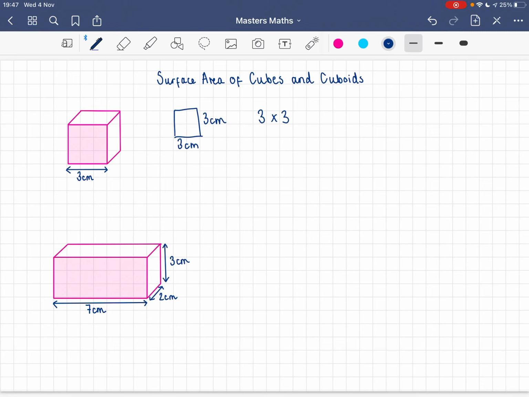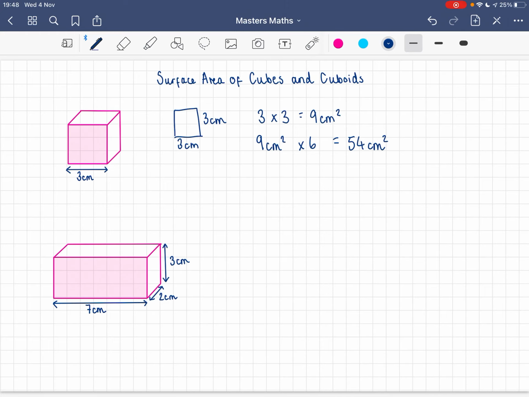So 3 times 3 to get the area, base times height, is 9 centimeters squared, the area of one face. But we have 6 faces, so we need to multiply that by 6 because they're all the same. So 9 centimeters squared multiplied by 6 means the total surface area is 54 centimeters squared. We're still talking about area, so our units are the same, centimeters squared. Even though we're talking about area within a 3D shape, the units are still units of area. And that's it, that is the first one done.